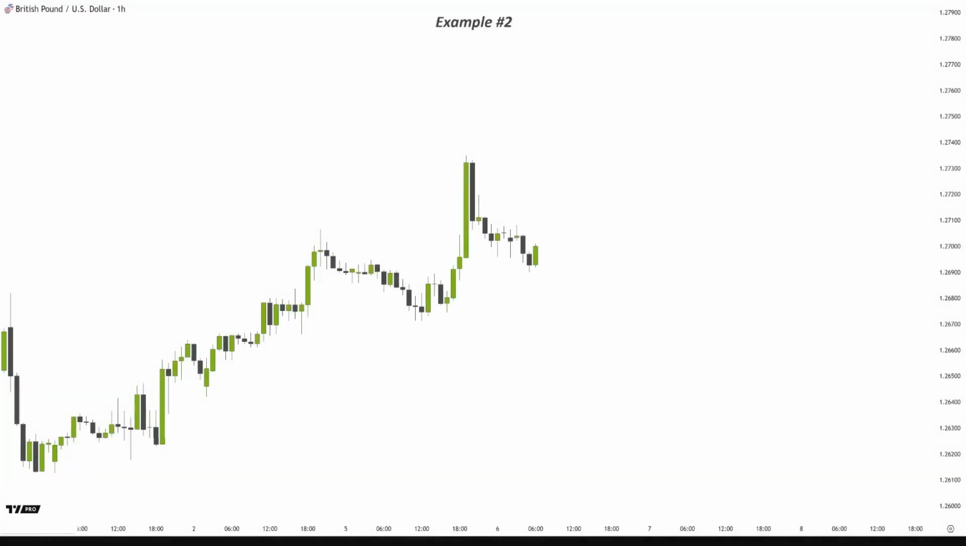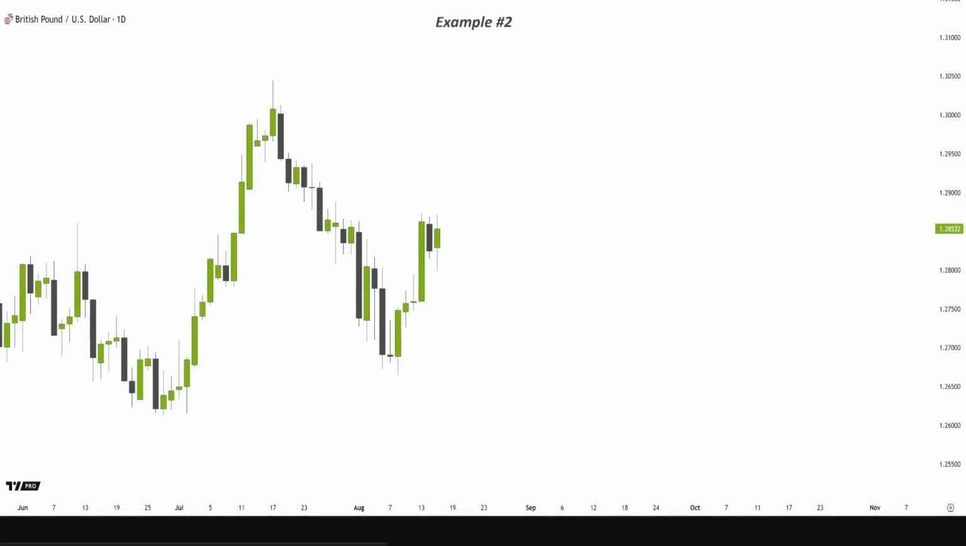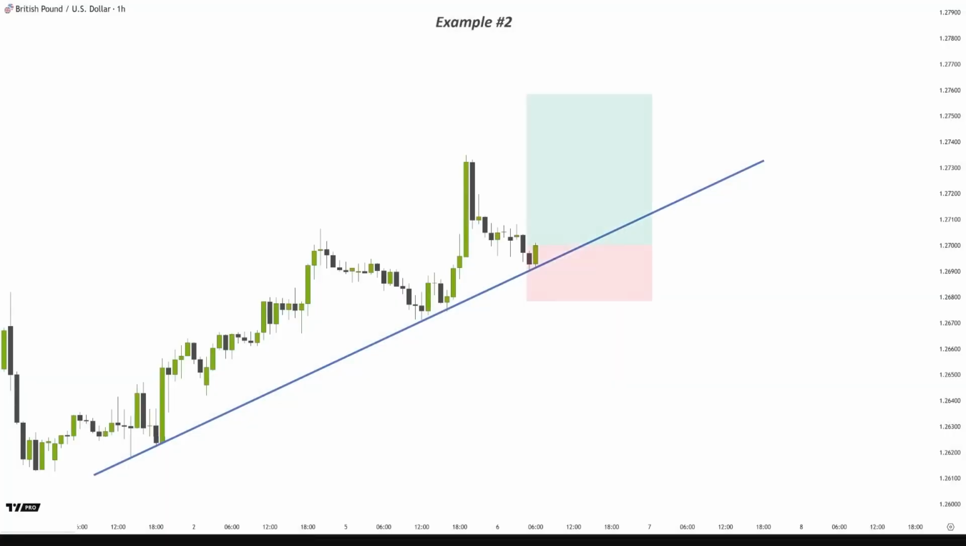On the contrary, here we have an uptrend on the 1-hour time frame. If we switch to the daily time frame, we can see that there is still plenty of space before the price reaches the next key level. So, when we go back to the 1-hour chart, we can open a long trading setup confidently and target the daily structure.